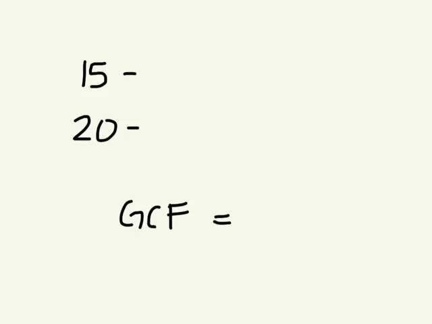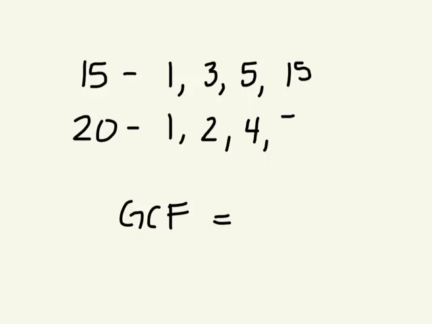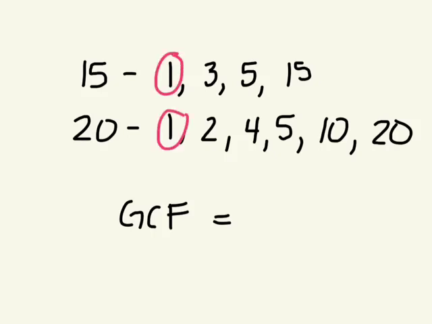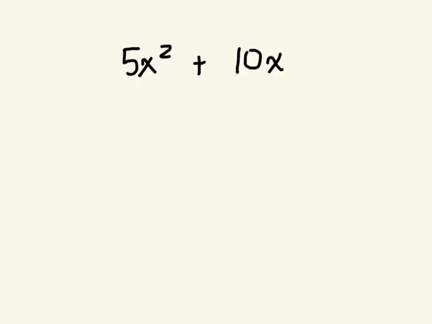Factors of 15 are what? 1, 3, 5, 15. That's it. 20? 1, 2, 4, yeah. 5, yep. 10. 20. Okay, which factors do they have in common? They both have 1 and 5. Anything else? So what's the greatest common factor? 5.